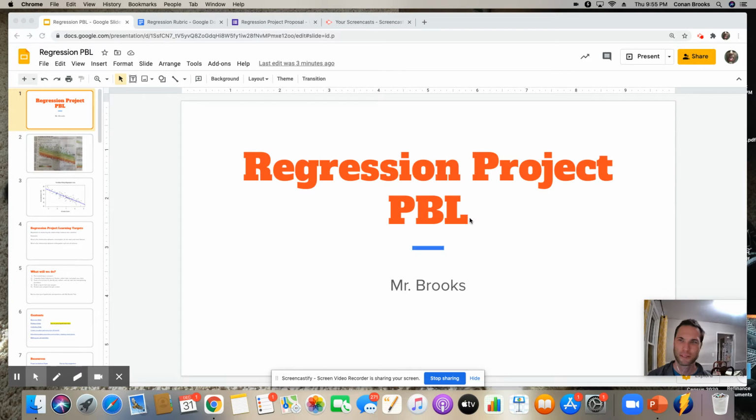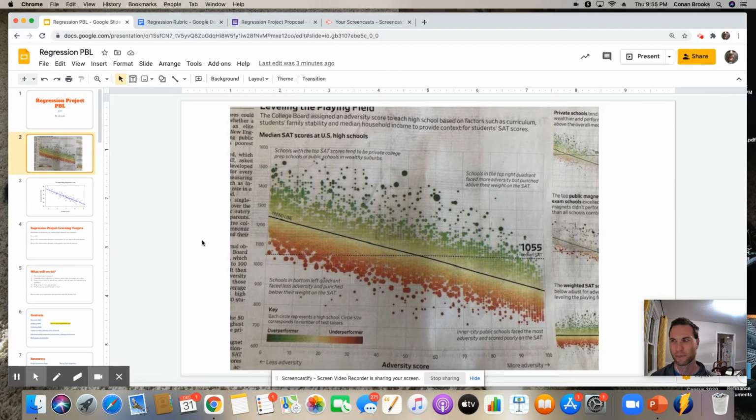And this is the project that we do every year at the end of Algebra 1, and I'm hoping that it works for virtual teaching. This is the regression project. And this comes about by looking at a lot of different charts. And one of the basic charts is a scatter plot.